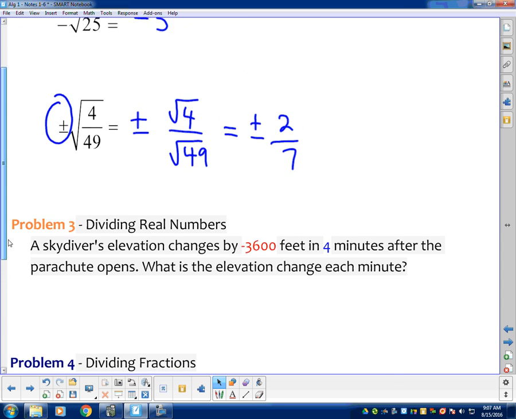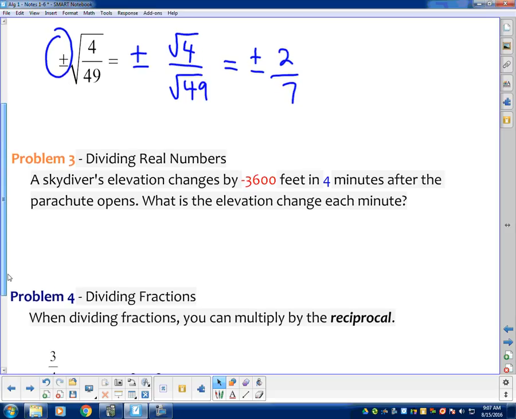There is a word problem, an applied problem. We're going to use division on this, dividing real numbers to find an average rate of change. A skydiver's elevation changes by -3,600 feet. He's falling down out of the sky in 4 minutes after the parachute opens. So what is the elevation change each minute? So the parachute is open, he's still falling downwards, that's why it's -3,600 feet. What is the average rate of change in feet per minute?